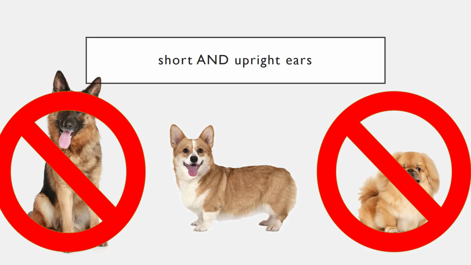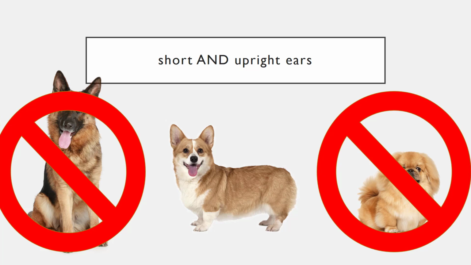Our first search is for dogs. We want to find dogs that are short AND have upright ears. Our possible results are a German Shepherd who's tall and has upright ears, a Corgi who's short and has upright ears, and a Pekingese who's short and has floppy ears. Because we've used the word AND in our search, both the German Shepherd and the Pekingese are removed from our results because they don't have both qualities at the same time.